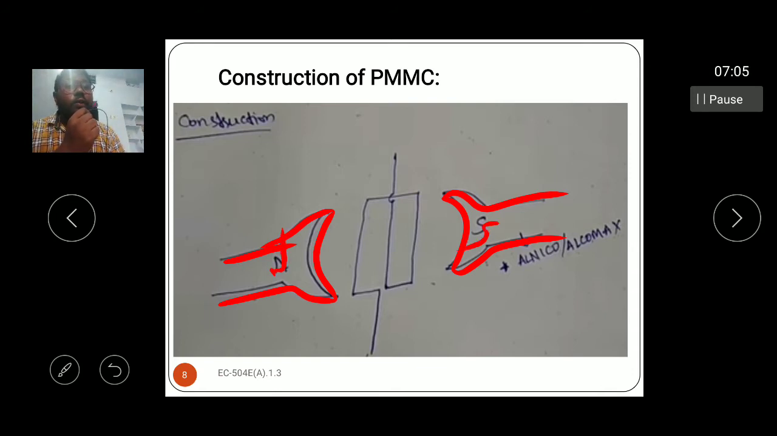Here I am using a single coil for good explanation purposes. I am using the one coil in between this particular magnet. This is connected like this. This is the basic construction of the PMMC.